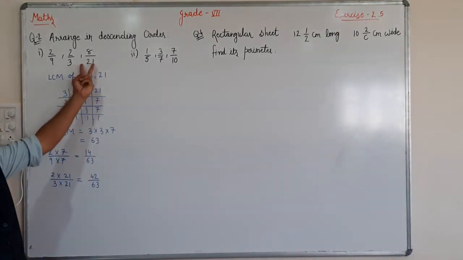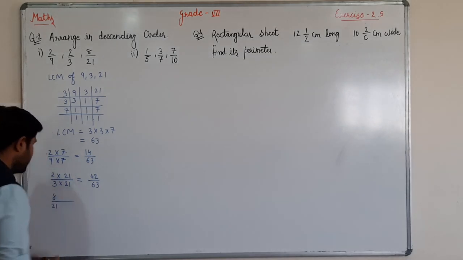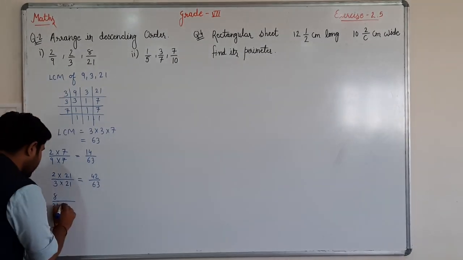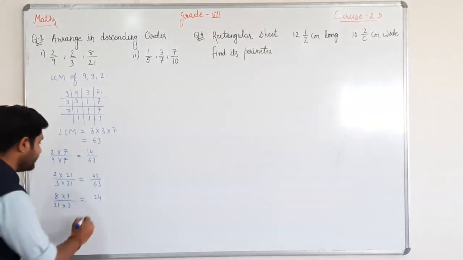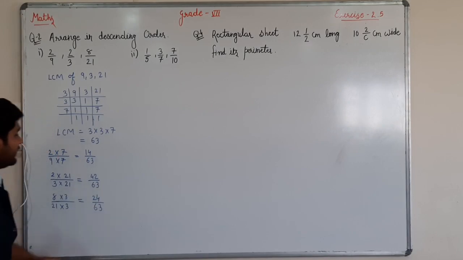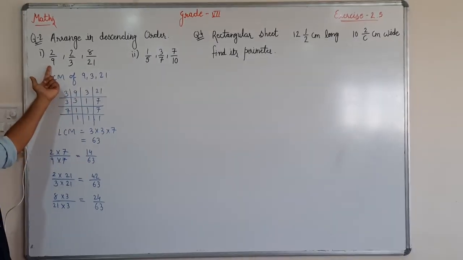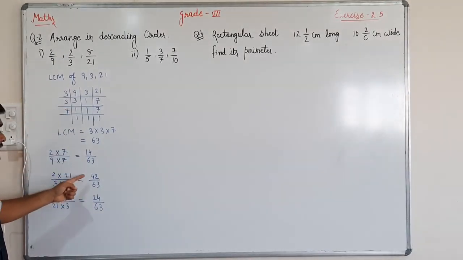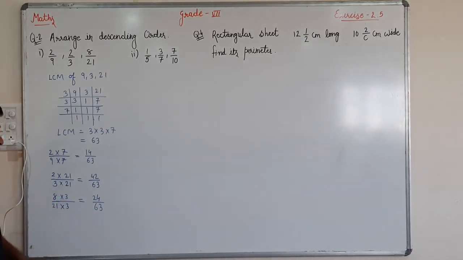Now the third fraction, 8 upon 21. Here friends, as we already saw, 21 3s are 63. So multiply it by 3 and multiply this also with 3. So 8 3s are 24 and 21 3s are 63. Now we got the equivalent fractions of these three fractions. 2 upon 9's equivalent fraction is 14 upon 63, 2 upon 3's equivalent fraction is 42 upon 63, and 8 upon 21's equivalent fraction is 24 upon 63.